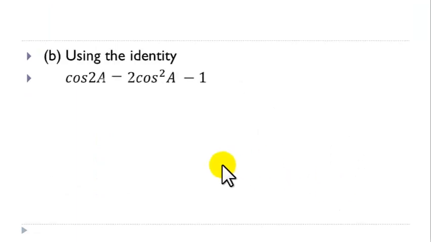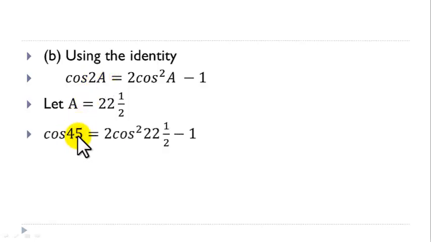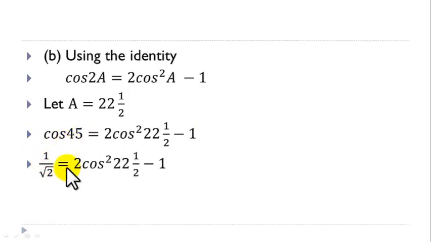(b) Using this identity, cos 2a equal to 2 cos squared a minus 1, let us put a equals to 22 and a half. Then the identity will become cos 45 is equal to 2 cos squared 22 and a half minus 1. Cos 45 is 1 over root 2. So that is 1 over root 2 is equal to 2 cos squared 22 and a half minus 1.